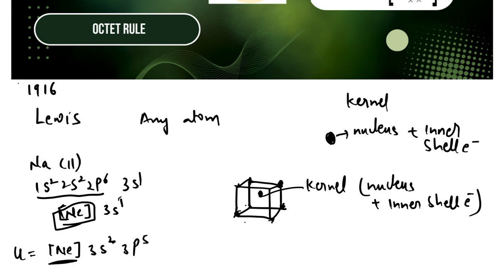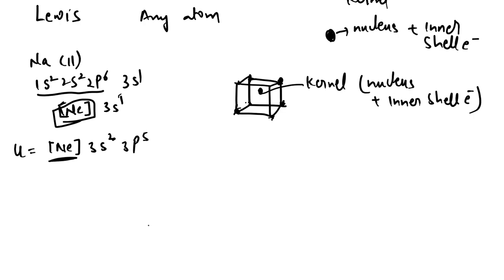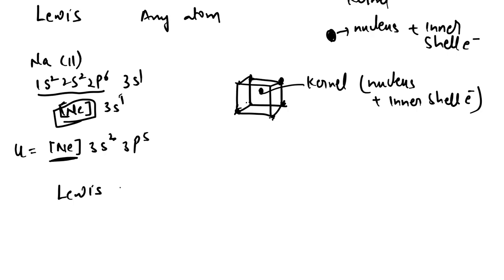First we will try to understand the symbol, and I'll come back to the definition of the octet rule also. So we have something called the Lewis symbol. What does this Lewis symbol represent? The Lewis symbol only shows the valence electrons.